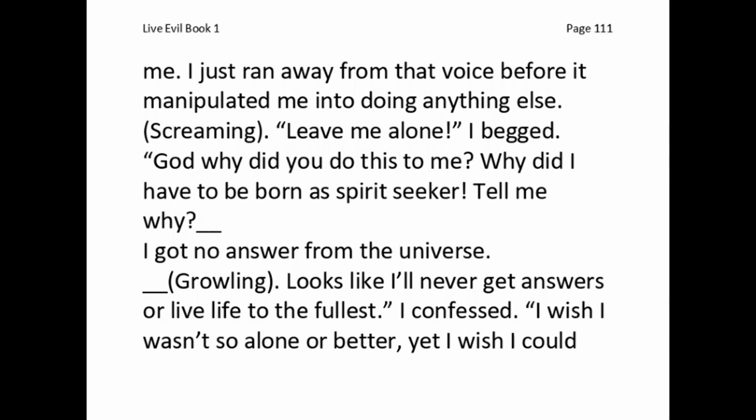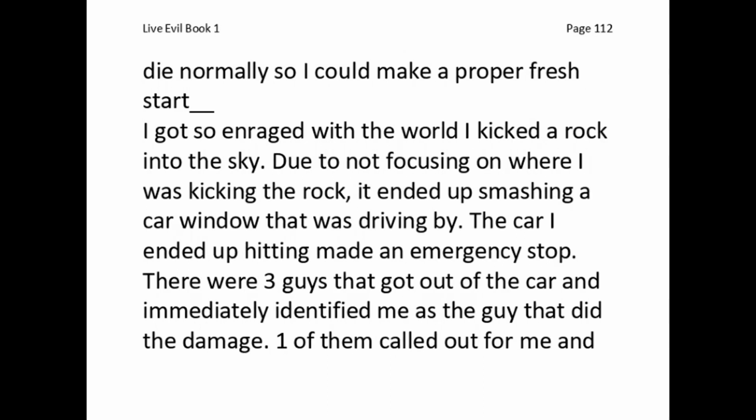I wish I wasn't so alone or, better yet, I wish I could die normally so I could make a proper fresh start. I got so enraged with the world I kicked a rock into the sky. Due to not focusing on where I was kicking the rock, it ended up smashing a car window that was driving by. The car I ended up hitting made an emergency stop. There were 3 guys that got out of the car and immediately identified me as the guy that did the damage.